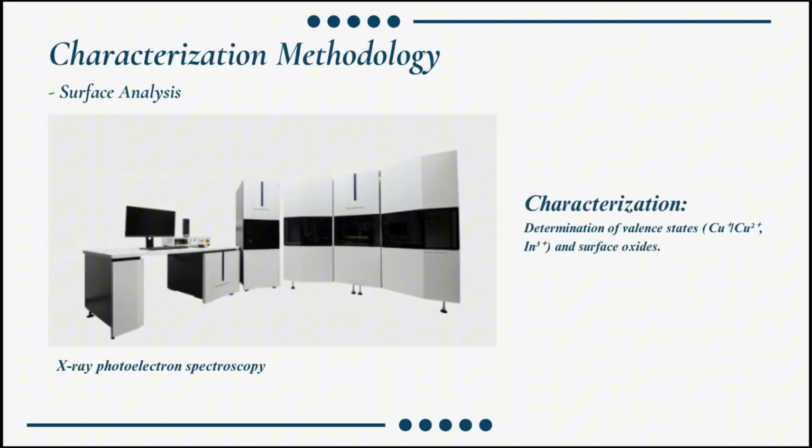For surface analysis, we use X-ray photoelectron spectroscopy, or XPS. It allows us to determine the valence states of elements, such as distinguishing copper-1 from copper-2, and to detect surface oxides. This is very important for understanding interface properties and device stability.